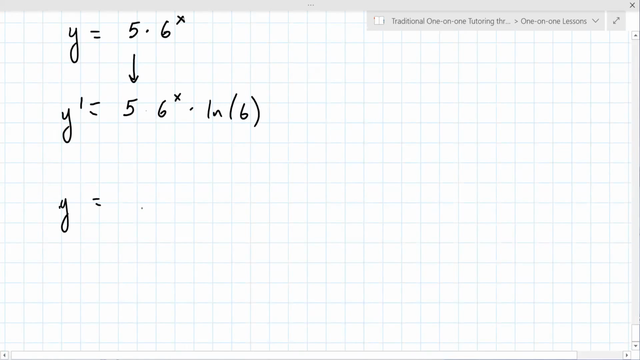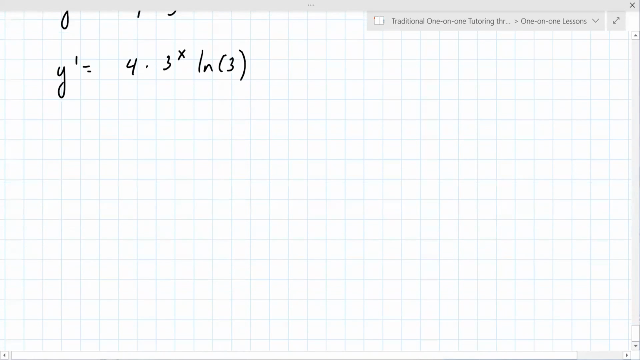So let's say it's y equals 4 times 3 to the x. You bring down the 4. That's right. 3 to the x, natural log of 3. Okay. Now let's go do some other ones.